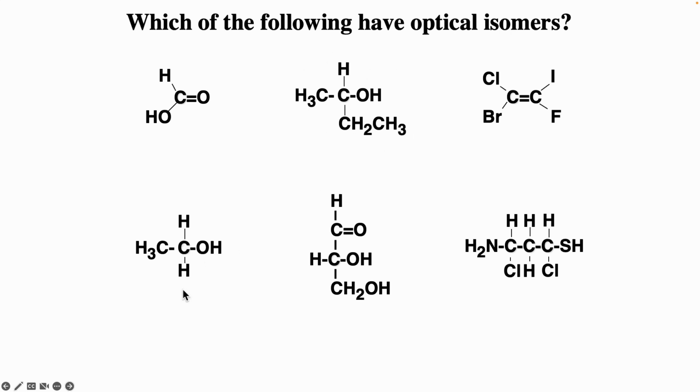This carbon, you have 2 hydrogens, so that's not chiral. This carbon, you have that group, hydroxyl, hydrogen, and that group, so that one's going to be chiral. This one, you actually have 2 chiral carbons. This one here has 4 different groups. That one there has 4 different groups.